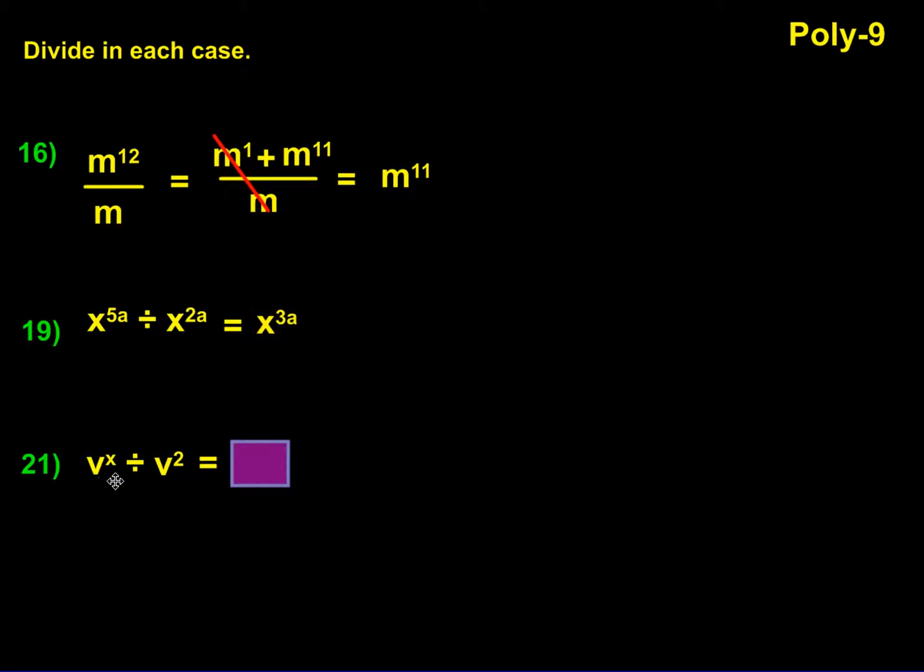For 21, I have v to the x divided by v to the 2nd. Doing the math that I can, I really can't subtract 2 from x, so I'll leave that as v to the x minus 2.